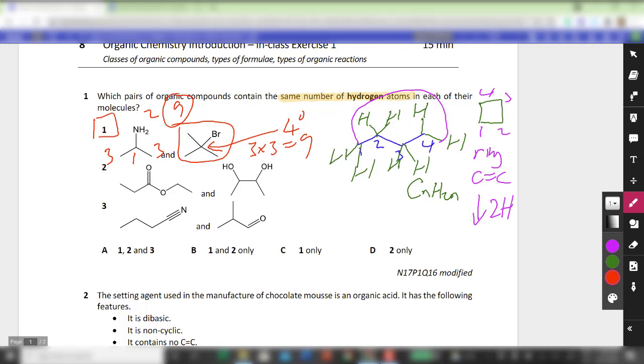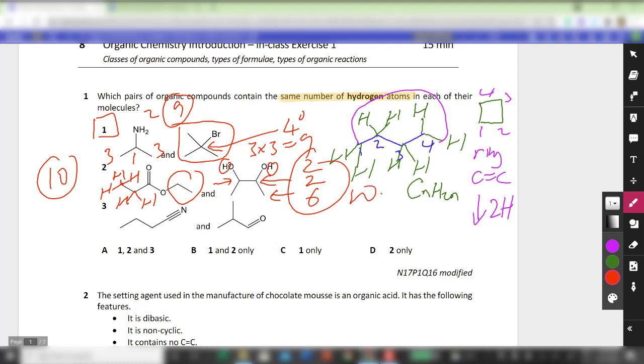Okay, for option 2, these are 2 ethyl groups, so 1, 2, and 3 hydrogens, and then 2 more over here. Right at the end is symmetrical, so that's 2 times 5, 10 hydrogens. Over here there's 1 hydrogen here and 1 hydrogen here, so that's 2. And then in the middle, 3 bonds, so there's 2 hydrogen each, so that's another 2 more. And then you have 2 methyl groups, that's 6. So if you add them up, it's 10. So in that case, I will also give option 2 a tick.